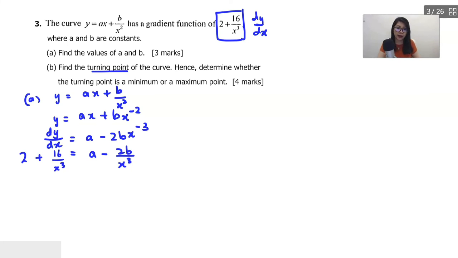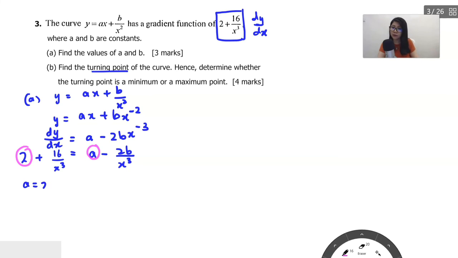Then I'm going to compare both sides. So our a is equal to 2. And then let's find b. So negative 2b is equal to 16. Therefore b is equal to 16 divided by negative 2, which is negative 8. So that will be the answer for a.